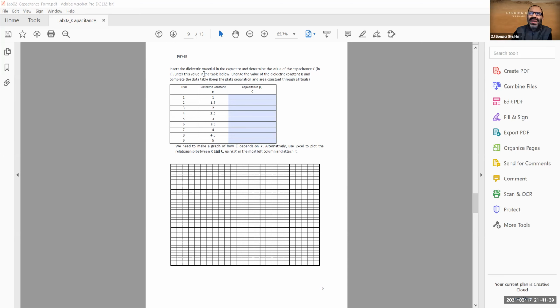Enter this value in the table below, change the value of the dielectric constant kappa, complete the table. So we're going to change kappa from 1, 1.5 all the way to 5, okay? And we're going to basically find the value of C now. So let me go back in here, stop sharing the screen, and share with you the PhET simulation.